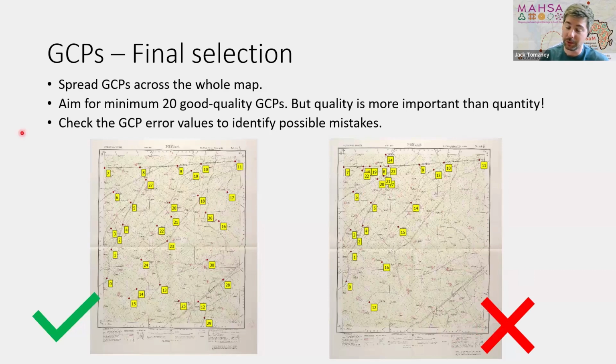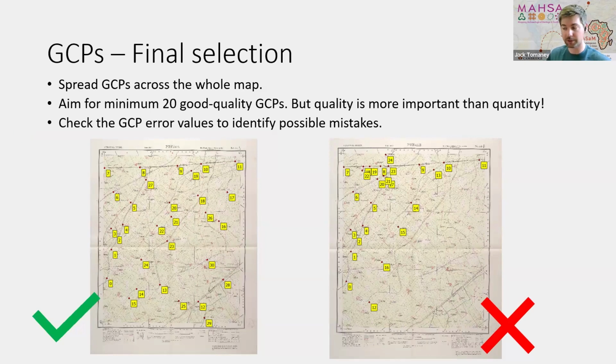It's also important to make sure you have enough GCPs. So in the MAHSA project, we generally aim for around a minimum of 20 evenly spaced GCPs for each map. This gives enough points to capture distortions across the map while also keeping the process manageable. But just to reinforce, it is the quality of the GCPs that is more important than simply having a large number. So for example, 20 poor points are usually worse than 10 good points.